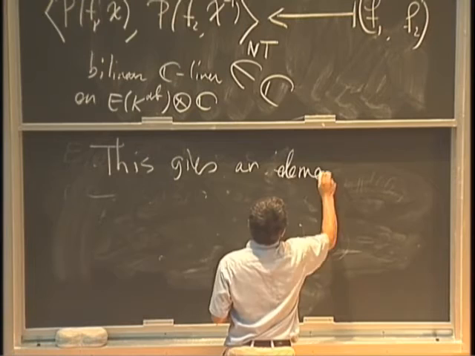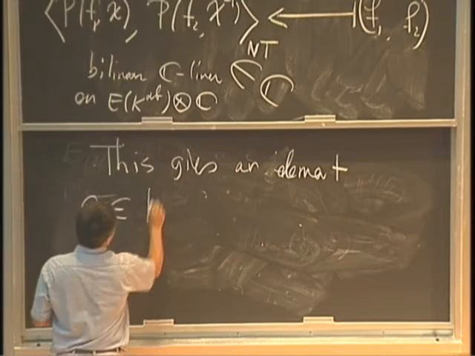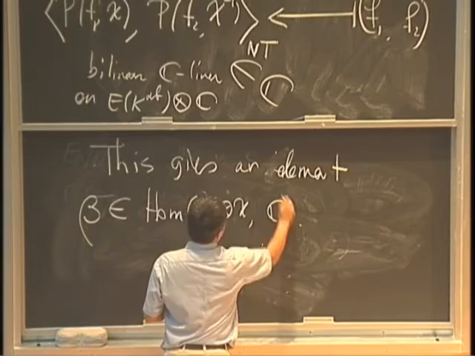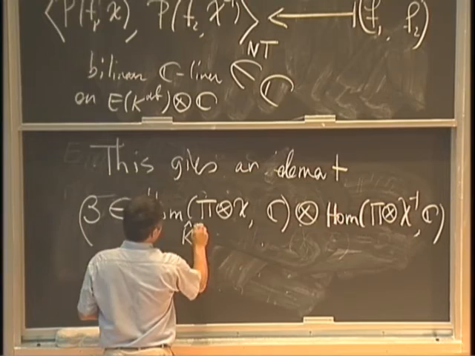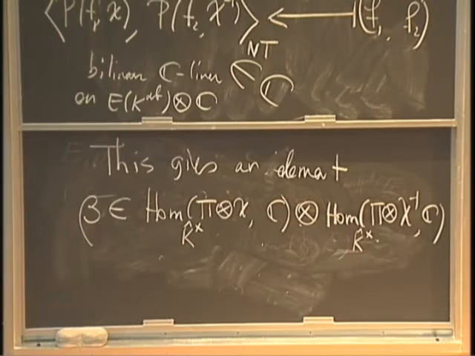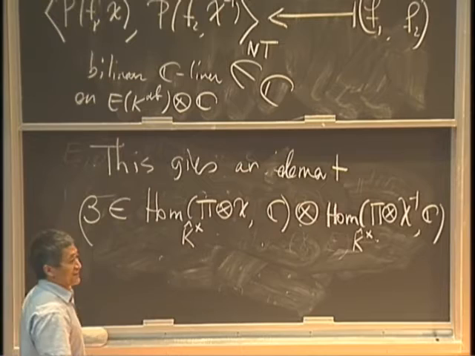I give it a name, β, inside the Hom of π tensor χ of C tensor Hom of π tensor χ inverse of C, both of them invariant under K hat cross. Right, I get a linear functional there. That's very interesting. So far, the elliptic curve suddenly completely disappears. It just has two representations. You define a pairing there.